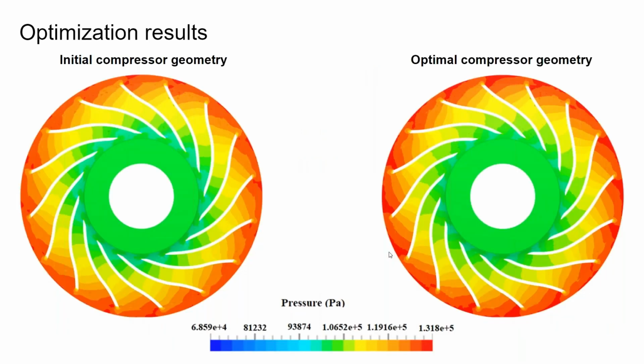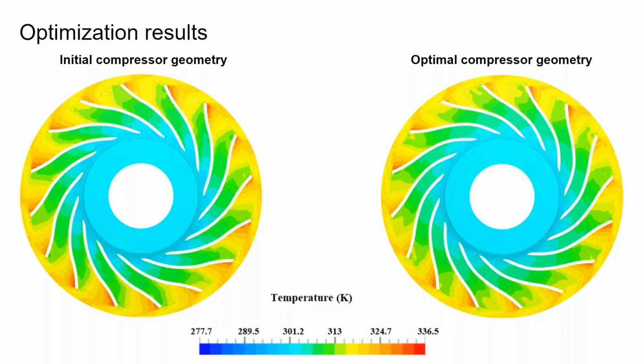And here are the results of CFD simulations for the initial compressor geometry and the optimal compressor geometry. Here are the pressure fields, and the differences between the two fields are not very big due to the fact that polytropic efficiency is highly sensitive to values of pressures and temperatures both on inlets and outlets. So for the optimal compressor, outlet temperatures are higher than for the initial compressor geometry. And the same is for pressures.